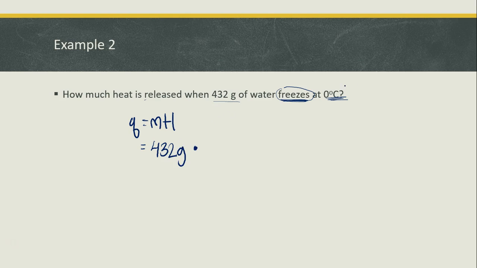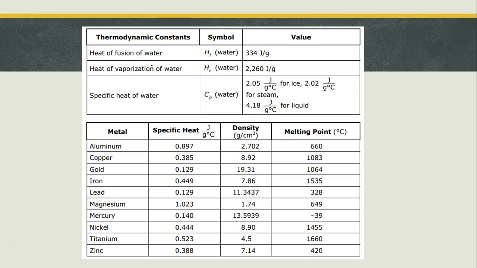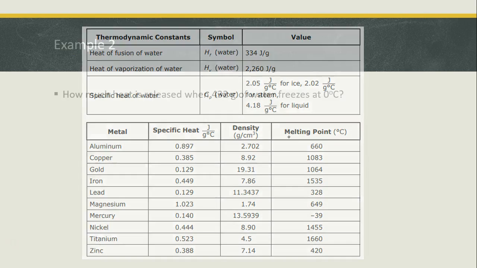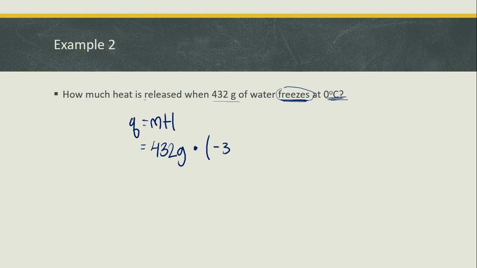Our H, well, this is freezing. So I'm going to have to look at this and know that I'm going to use the negative version of the heat of fusion of water. Fusion is for melting. So for freezing, we're going to make it negative 334. And so negative 334 joules, that's per gram. Grams cancels. Now, some of you may be thinking, does it really matter if I use the whole negative thing or not? Well, yes, it does.